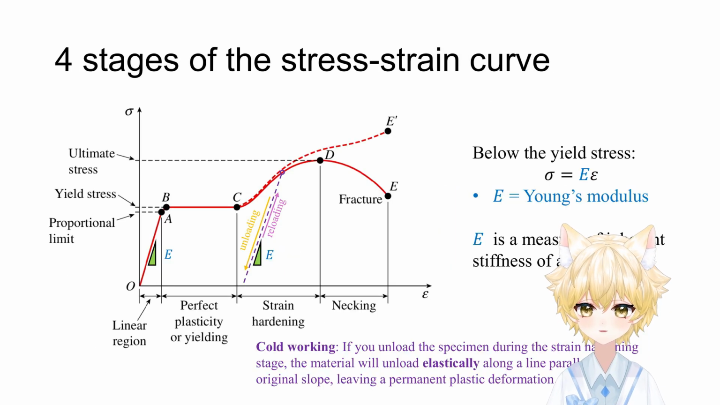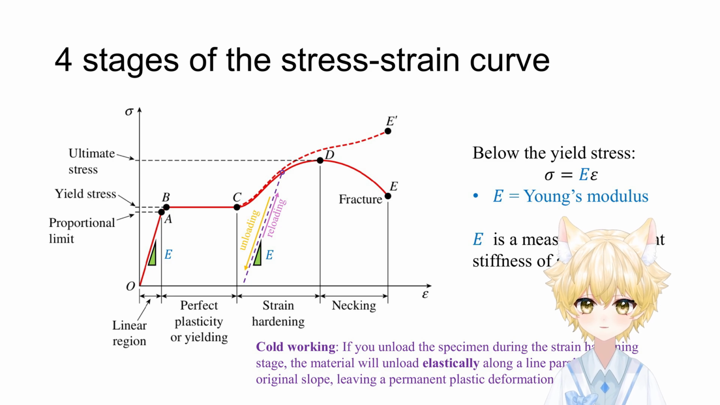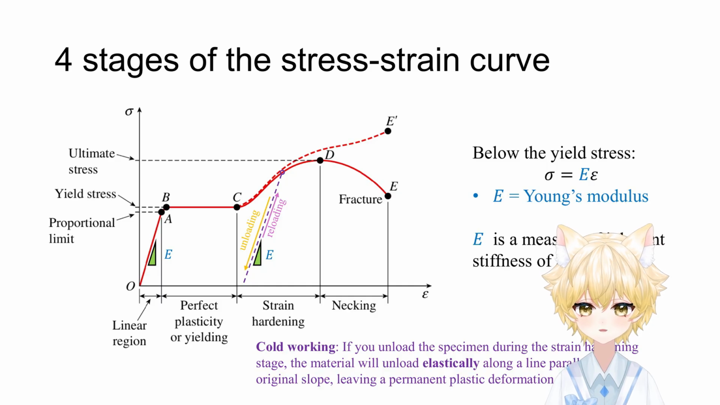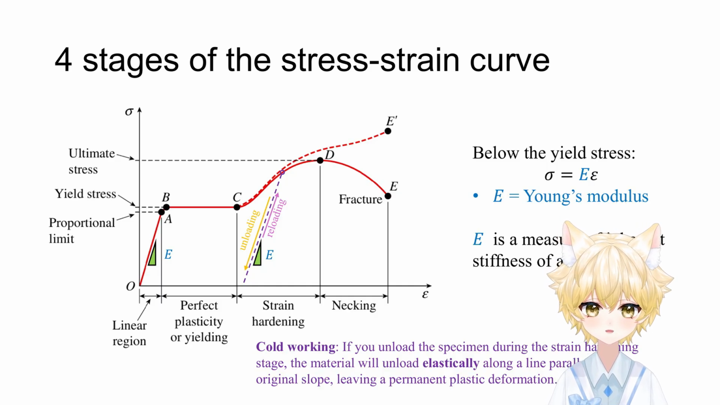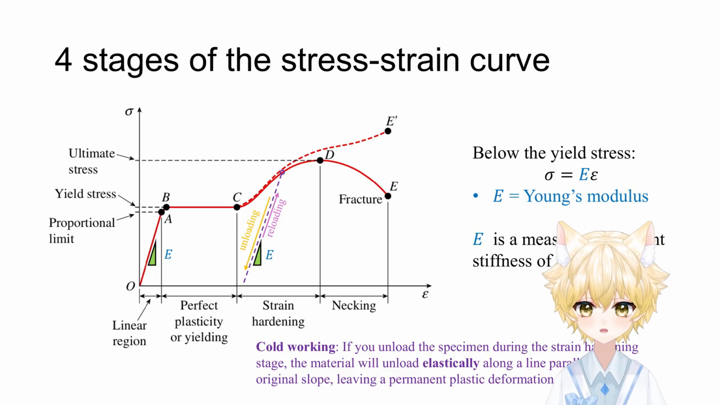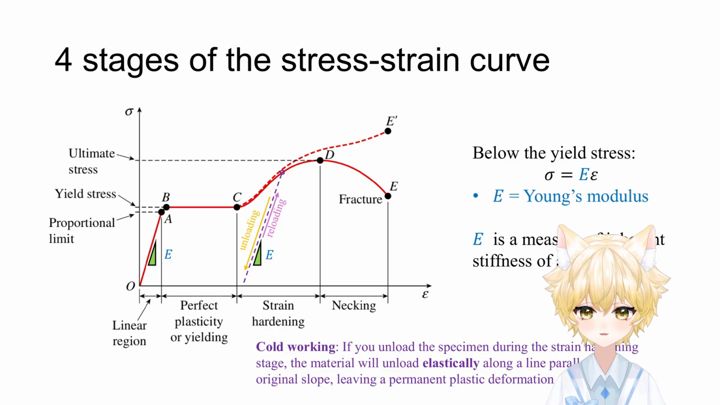Let's go through them one by one. The first stage is the linear elastic region. In this region, stress is proportional to strain. Mathematically, we write sigma equals E times epsilon, where E is the Young's modulus. If we unload the material in this region, it will return to its original shape. There is no permanent deformation.